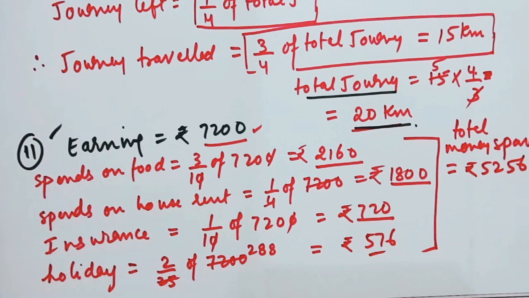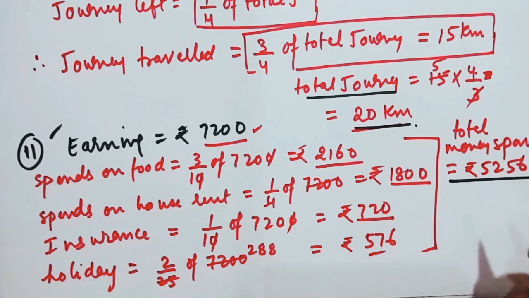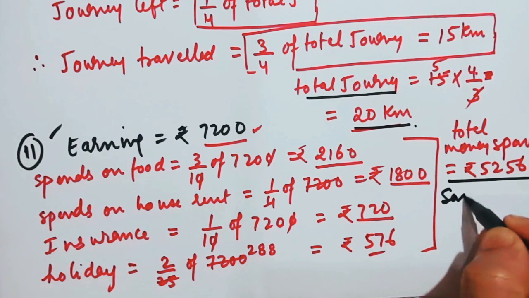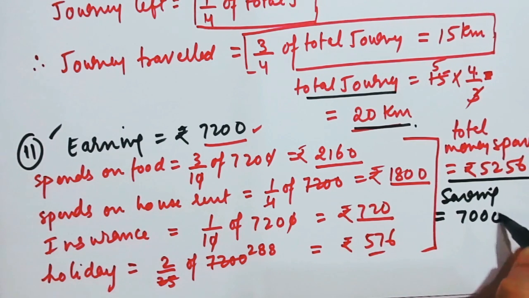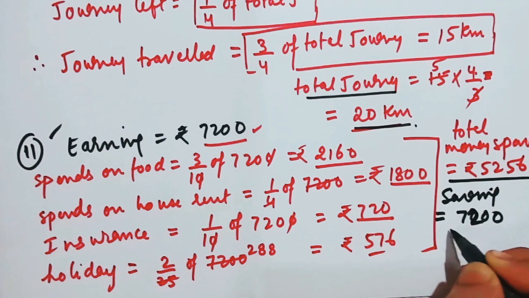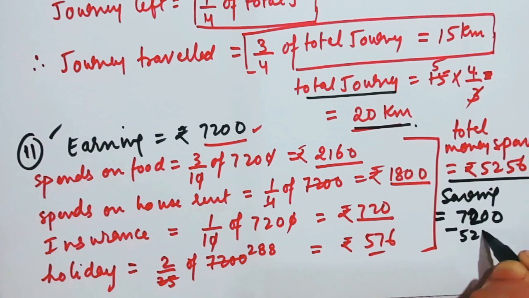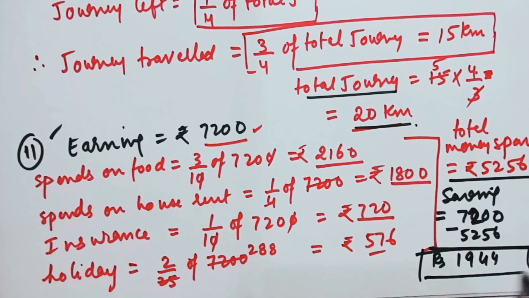So what is the saving? Whatever remains after spending the entire amount is the saving. So saving, my dear, is equal to, out of 7,200, 7200 minus 5256. 5256 gives you a value. How much? 1944. So this rupees 1944 is the saving of the person.